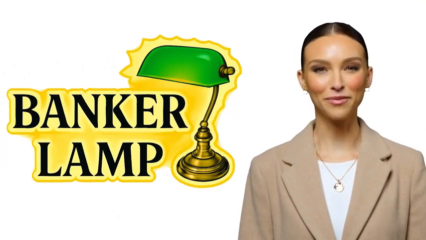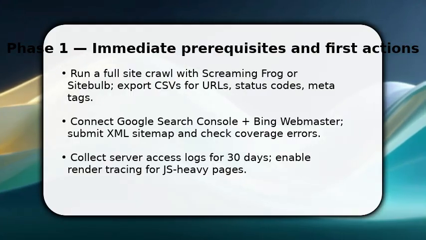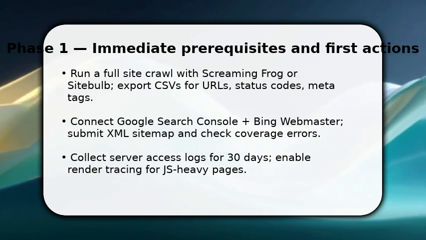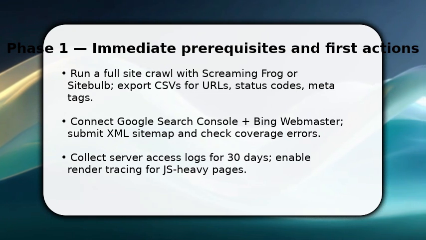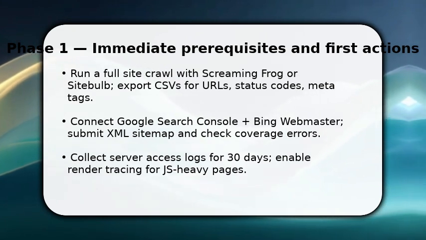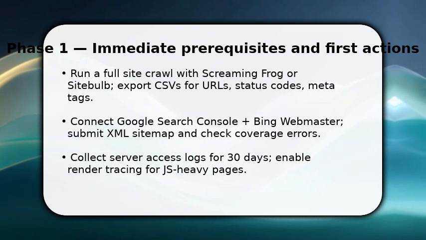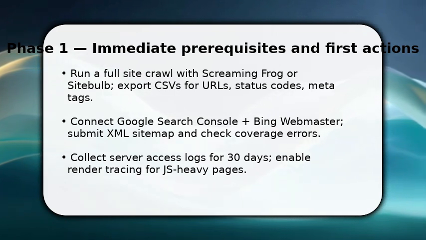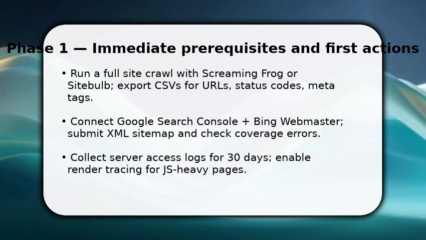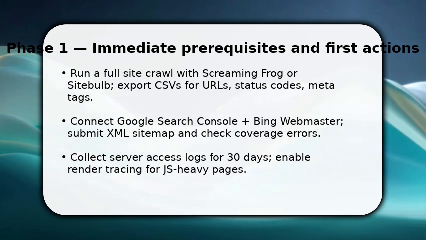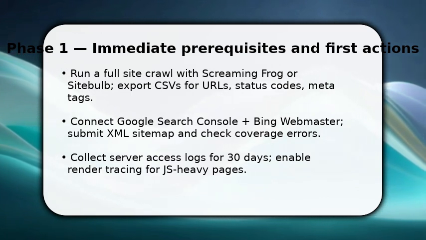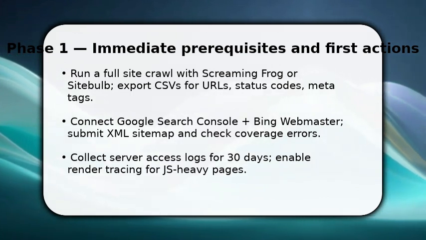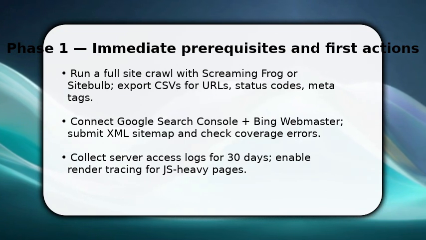Please enjoy the video. You begin by creating a measurable baseline. Run a full crawl now and export the CSVs so you have URL, status, and meta details. Connect Google Search Console and Bing Webmaster, then submit your XML sitemap to force initial coverage reporting. Capture 30 days of server access logs and enable render tracing for JavaScript pages. This reveals how search engines fetch and render your content.